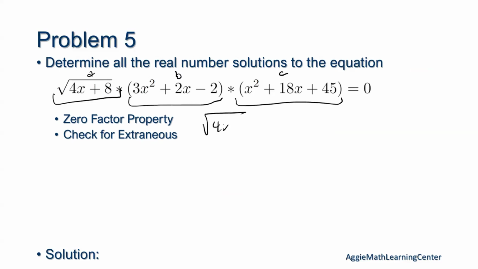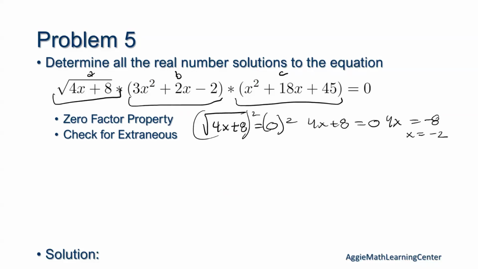If 4x plus 8 is equal to 0, then we can square both sides. 4x plus 8 squared is 0 squared, which is just 0. So we have 4x is equal to negative 8, and x is equal to negative 2. That's what x has to be for the first term to equal 0. For the second term, we have 3x squared plus 2x minus 2 equal to negative 6.